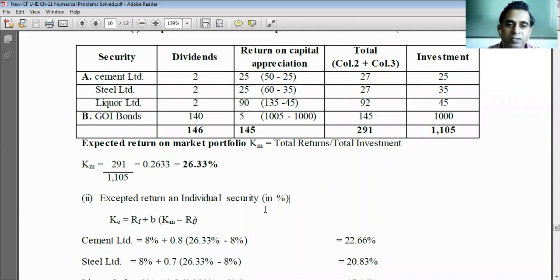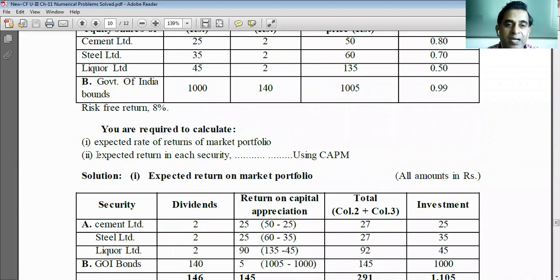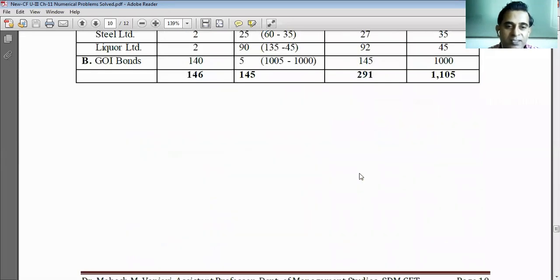So there are two approaches in calculating cost of equity capital, specific costs. One is the dividend approach, and another is the capital asset pricing model. In this case, they have asked you directly to calculate the expected return in each security using the CAPM approach, capital asset pricing model.